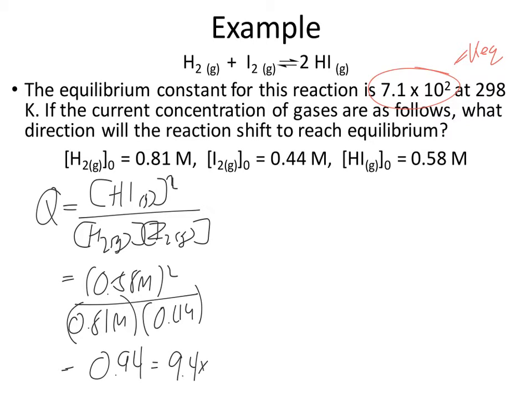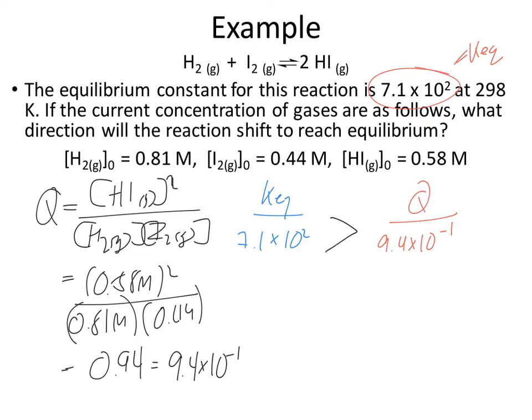That's going to be 9.4 times 10 to the negative 1. So let me write these down here. Our K equilibrium is given, and it's going to be 7.1 times 10 to the 2, and our reaction quotient is 9.4 times 10 to the negative 1. So what we can see here is times 10 to the 2 is obviously bigger than times 10 to the negative 1. Our KEQ is bigger than our Q.